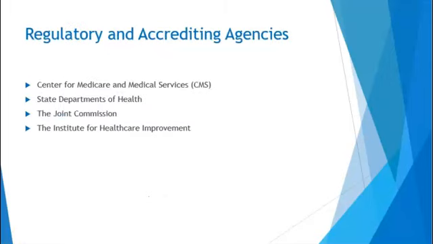So there are several different regulatory and accrediting agencies when it comes to quality measures and quality performance. We have the Centers for Medicare and Medicaid Services, or CMS, and I mentioned them just a little bit ago. We have the State Departments of Health, the Joint Commission, or JCAHO, and the Institute for Healthcare Improvement.